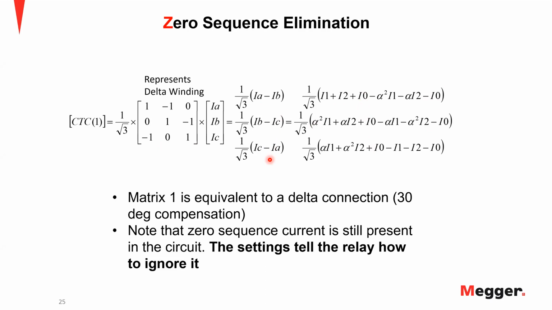Now, we have eliminated this only numerically. The zero sequence currents are still present in your system. We are only telling the relay how to ignore the zero sequence this way.